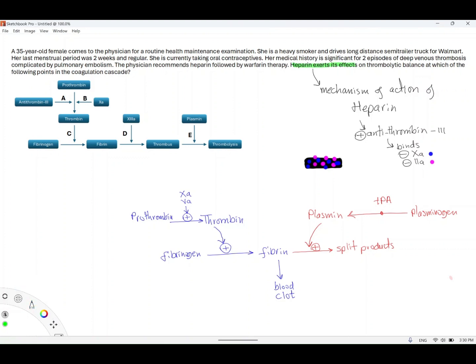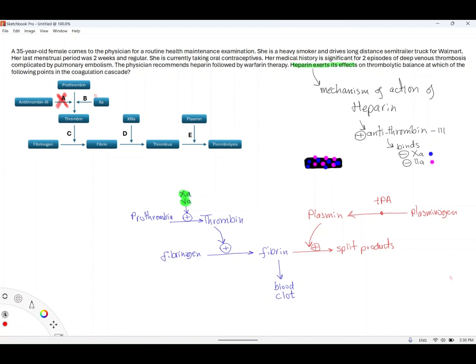Well, A tells you antithrombin 3 converts prothrombin to thrombin. No. Who converts prothrombin to thrombin? We said right here, it's 10A and 5A. So A is incorrect because it does not activate or deactivate prothrombin to thrombin. But what it does, heparin inactivates 10A.